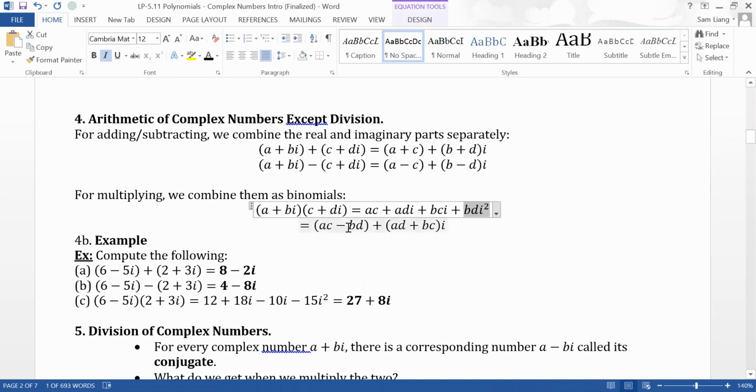So ac minus bd, those are both real parts. And then for the imaginary part, we factor out i, and then we get (ad + bc) times i. All right, if you need those notes, please pause the video here and then resume.